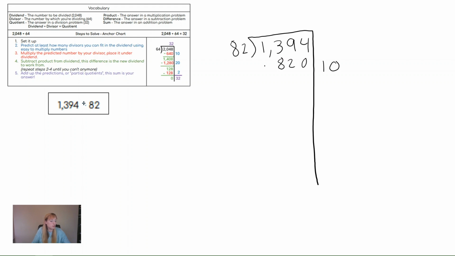Step 4, subtract that product from my dividend. 4 minus 0 is 4. 9 minus 2 is 7. I have to borrow here.